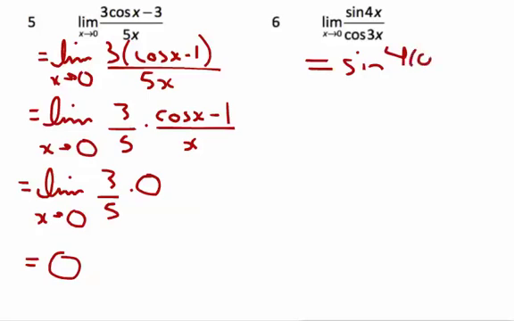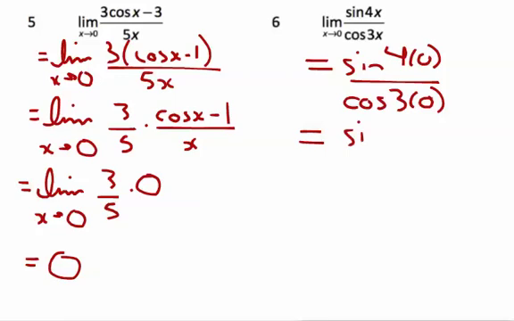There's no way of making this look like one of those 6 limits that we have. This now becomes an exercise in dealing with trig functions. So we have sine of 0 divided by cosine of 0.